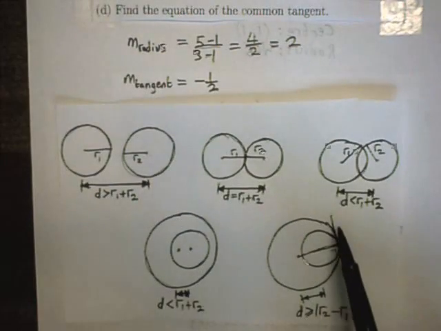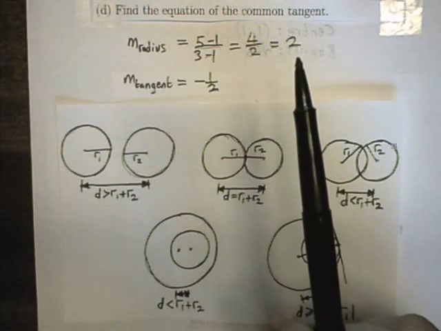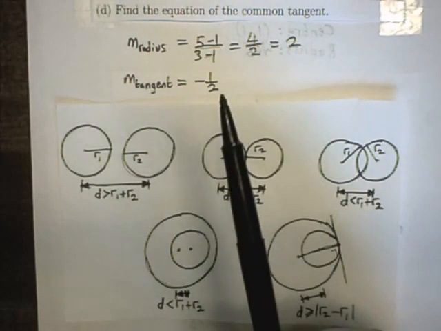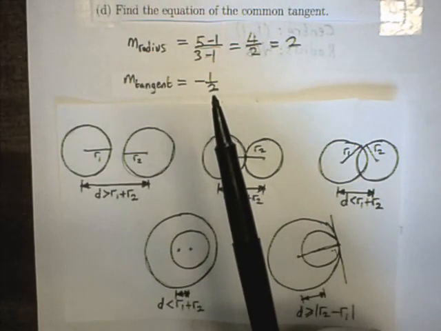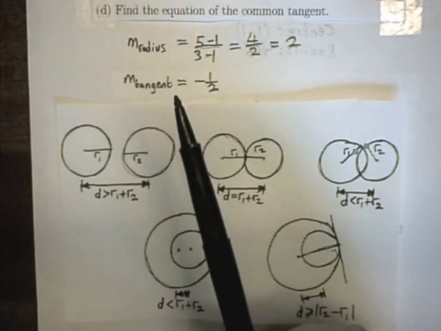From there I can find the slope of this tangent, being perpendicular to that radius. What I do is I take this 2, invert it, so it becomes 1 over 2, and change the sign. So I get minus 1 over 2. That's the slope of the tangent.